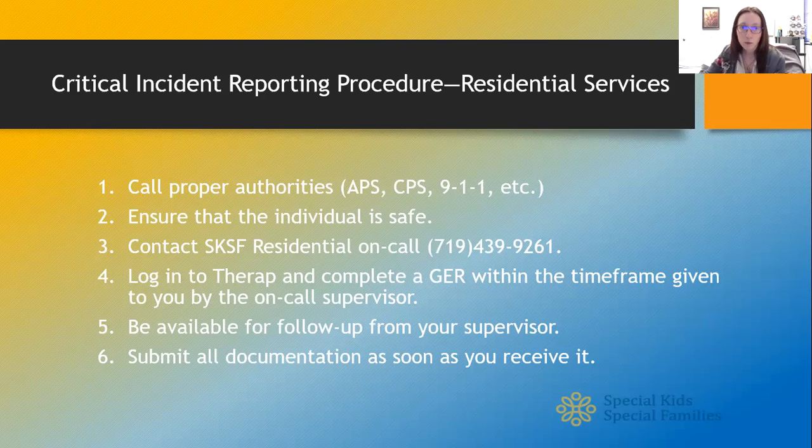Once you contacted the proper authorities, ensure the safety of the individual and contacted residential on-call, then you will need to log into Therap and complete the general event report within the time frame given to you by the on-call supervisor. Make sure that you are available for follow-up from your supervisor immediately after the event and or within that first morning, and submit all documentation as soon as you receive it.